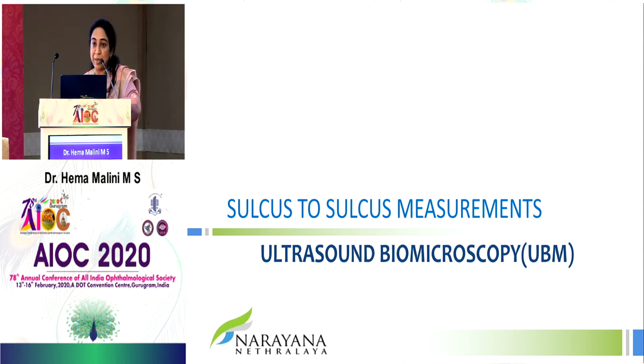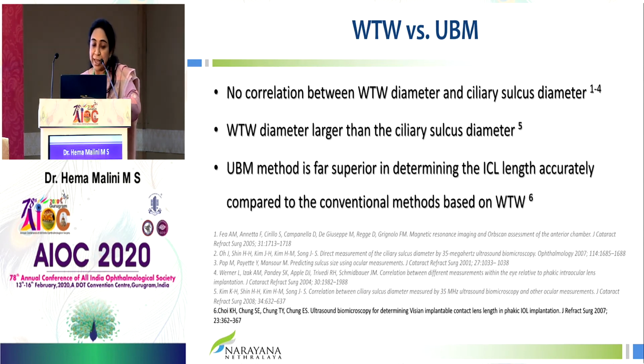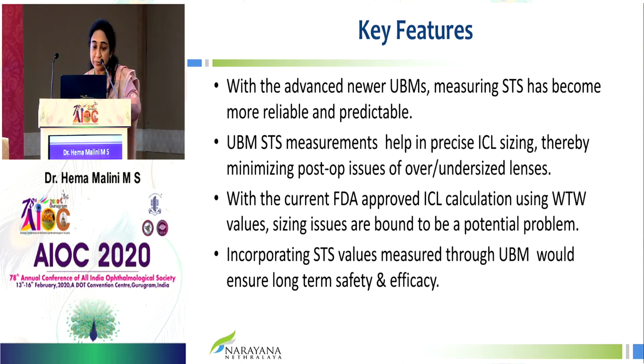Coming to the next set of measurements, that is the sulcus to sulcus measurements using the UBM. Several studies have time and again proven that there is no correlation between white to white and ciliary sulcus diameter measurements, and white to white diameter is larger than the ciliary sulcus diameter. Most of the studies have also said that UBM is far more superior in determining the ICL length accurately compared to the conventional methods. With the current generation and advanced newer UBMs, measuring STS is far more reliable and predictable, and it helps in precise ICL sizing.